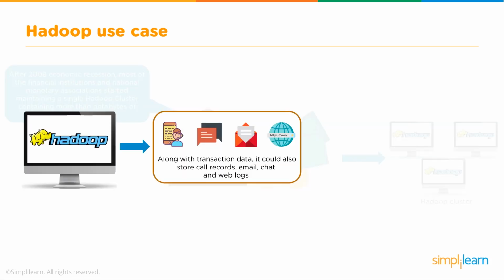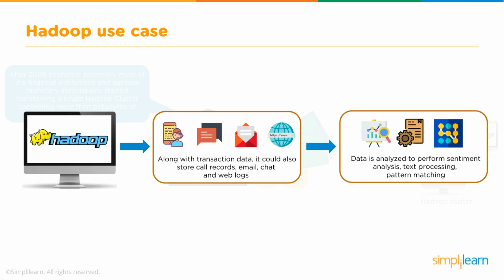Along with the transaction data, it could also store call records, email, chat, and web logs. And as you can guess, if we're already storing call records, they might even be storing recordings and photographs. We didn't even touch photographs in this. So it's a huge amount of data that's now being stored across multiple different businesses for different uses. Data is analyzed to perform sentiment analysis, text processing, pattern matching. The sky's the limit on this.